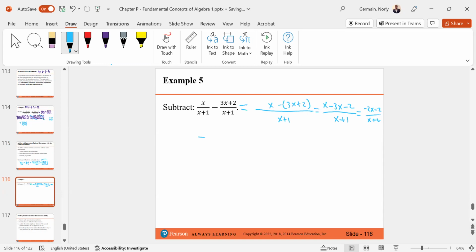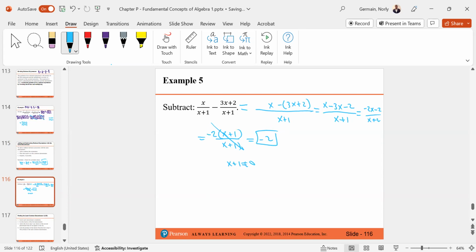Oh, look at what happened. I can factor negative 2 on the top and have (x + 1)/(x + 1). Now, all I have to say is x plus 1 cannot be equal to 0. So I cancel, and I have negative 2 as a final answer, right? You can verify this. That's extremely important to do, okay? Very important.